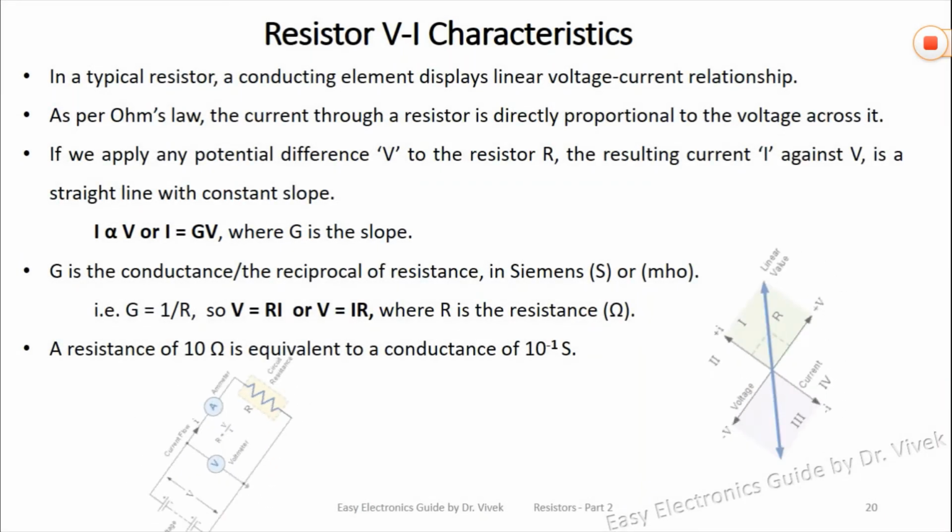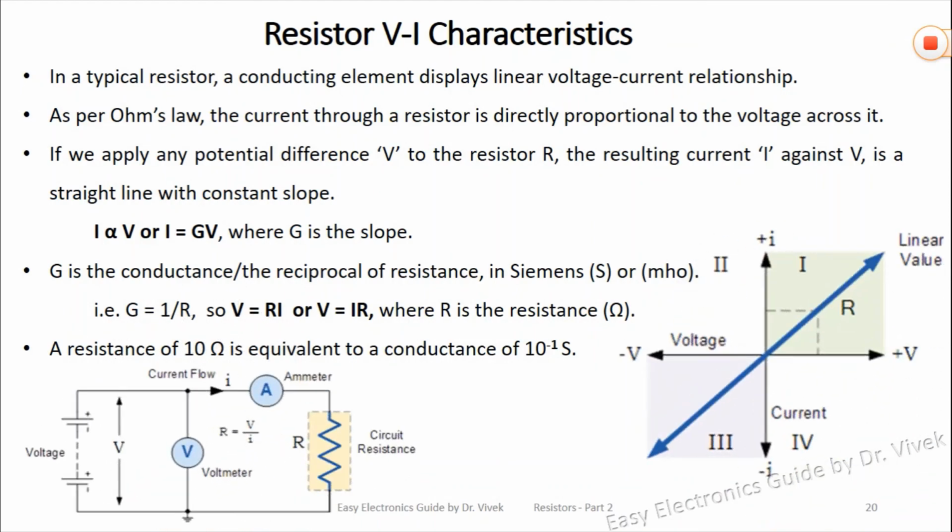For a typical resistor, as per Ohm's law, the current is directly proportional to the voltage across it. So the voltage current relationship is linear. The circuit for plotting the voltage current characteristics is shown in the figure. We will vary the voltage across the resistance and measure the current through resistance using an ammeter.